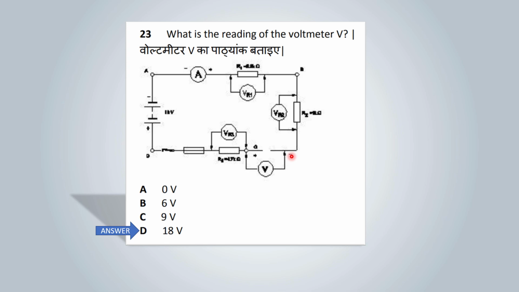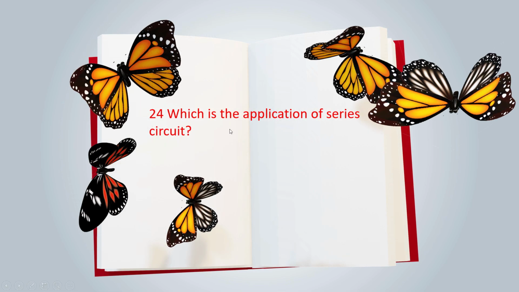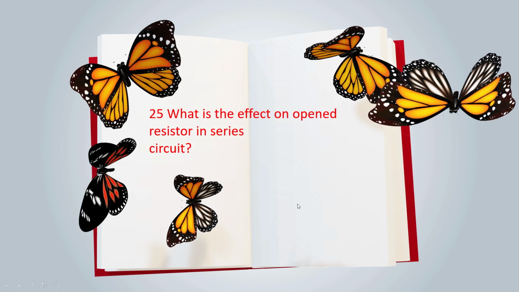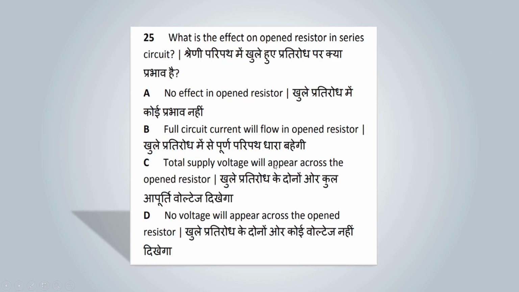Which is the application of series circuit? The answer is multiplier resistors of a voltmeter. What is the effect on opened resistor in series circuit? Total supply voltage will appear across the opened resistor.